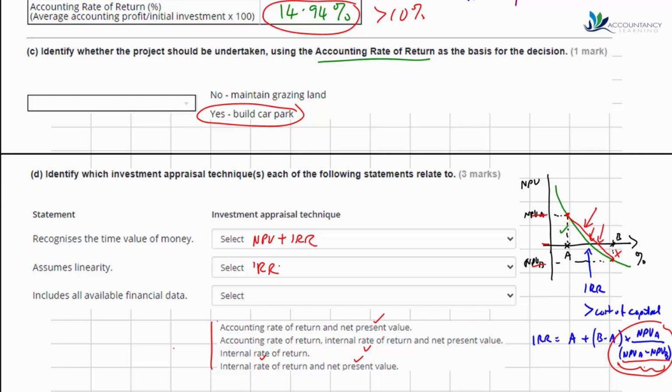And then the last one includes all available financial data. Well, that's going to be all of them. So one of them by themselves doesn't necessarily use all financial data. It's because the accounting rate of return doesn't include the time value of money. The net present value doesn't include depreciation because it's not a cash flow. So only by using all 3 of them will we be using all available financial data.